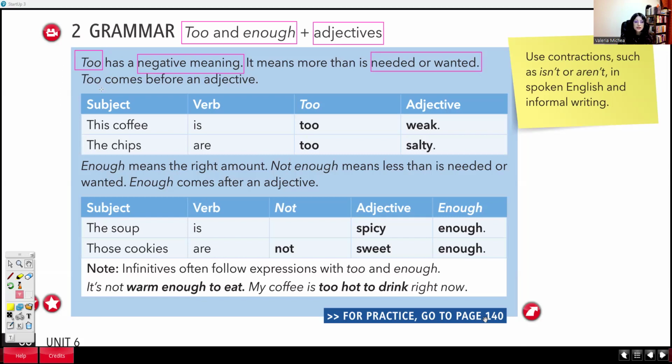And then we have that too comes before an adjective to describe. For example, this coffee is too weak. More than we need, more than we want. Too weak, the opposite of strong, of course. Or the chips are too salty. Does anybody know what the chips are? What does it mean?